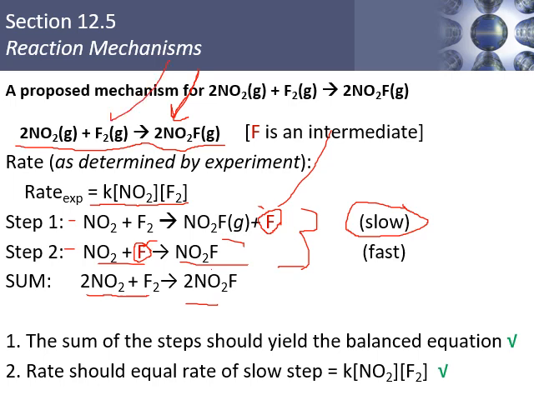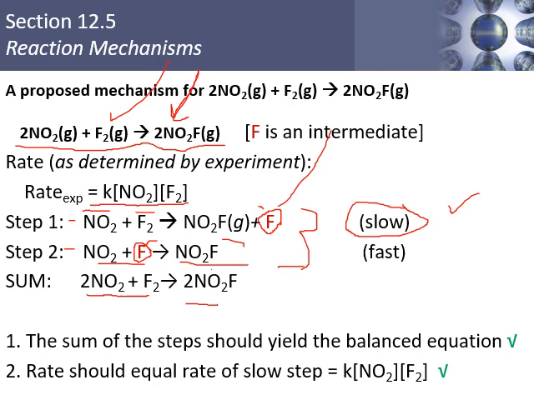Then we want to see if the rate laws match. So find your slow step, and that's going to be this step right here, and multiply K times your reactants here. So the rate would be rate equals K times NO2 times F2. K, you always have to have the K. So the rate equals K times the concentration of NO2 times the concentration of F2.